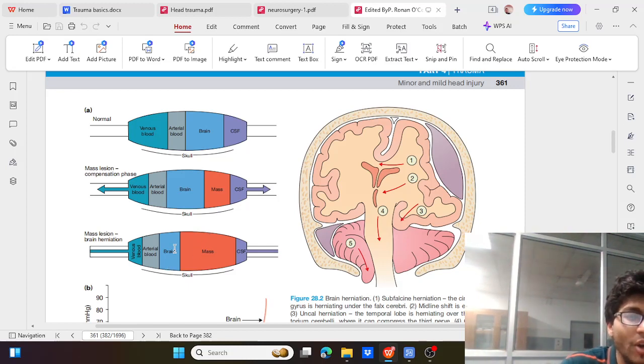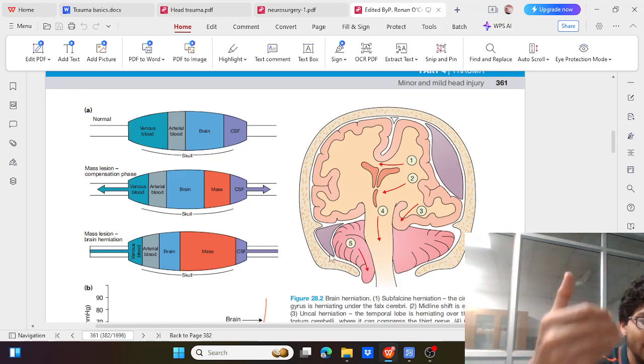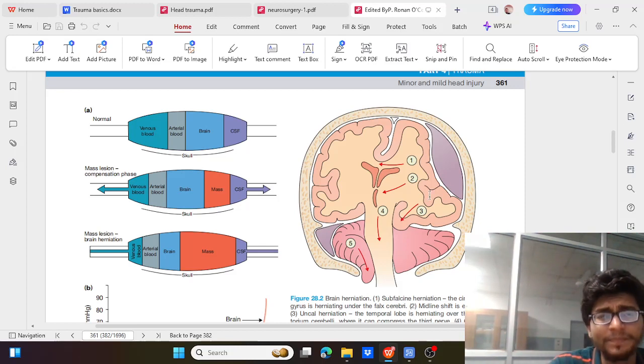So it will affect the brain, because after a certain limit, the blood or CSF cannot be reduced, because it is needed for the normal functioning of the brain also. So after one limit in this fixed cranial cavity, the mass will cause herniation, that is, pushing of the brain to another area, causing effects in the form of decreased GCS or focal neurological deficit.